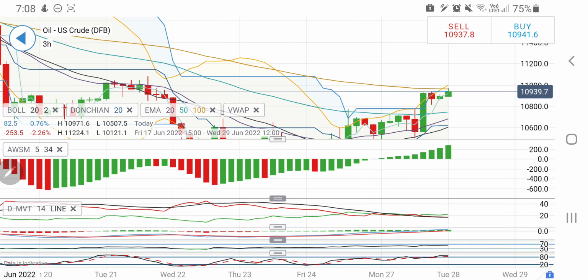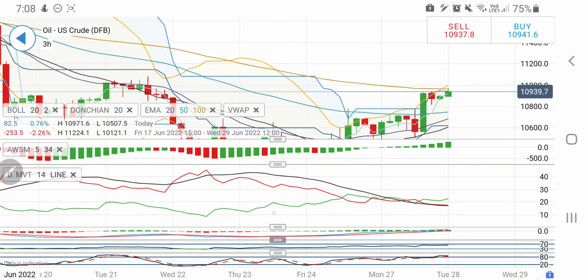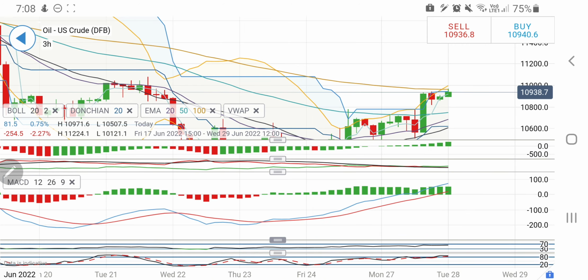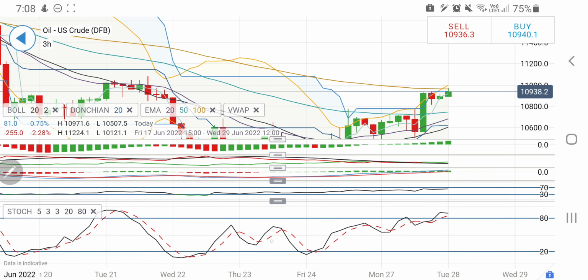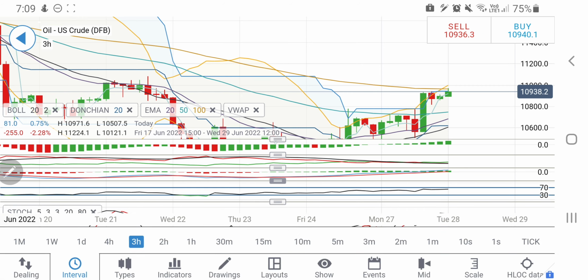See, oscillator, they are trading at high. The directional movement is bullish here. The MACD is also divergent bullish. RSI is sloping upwards. Stochastic is overbought.